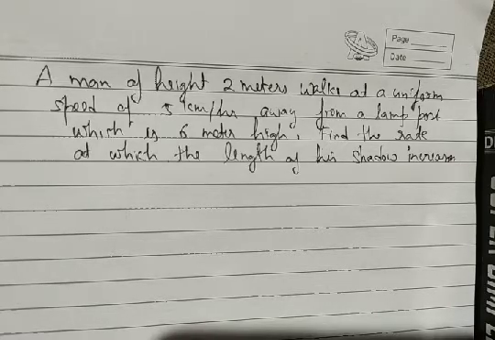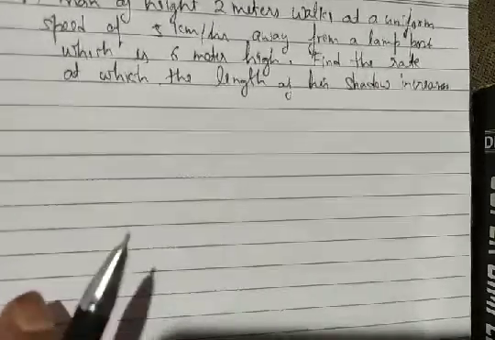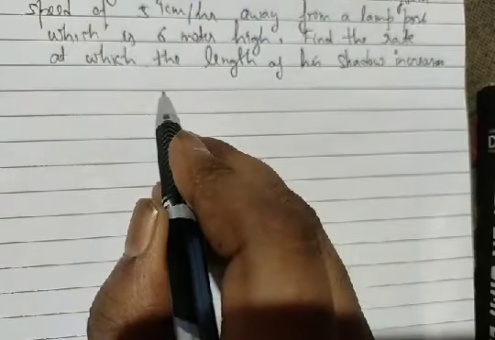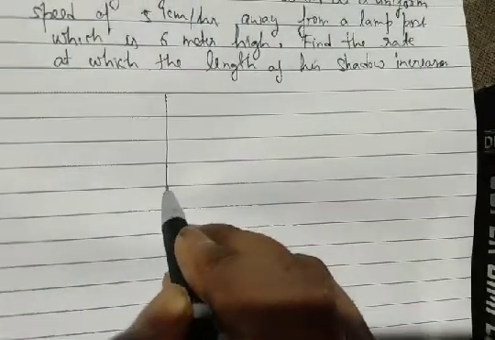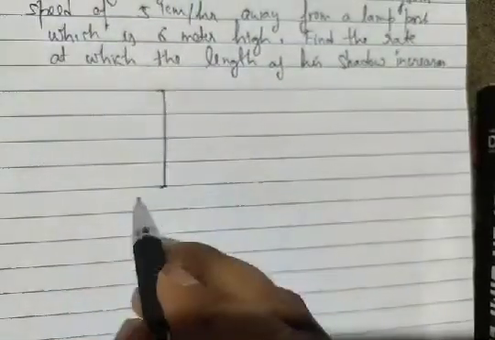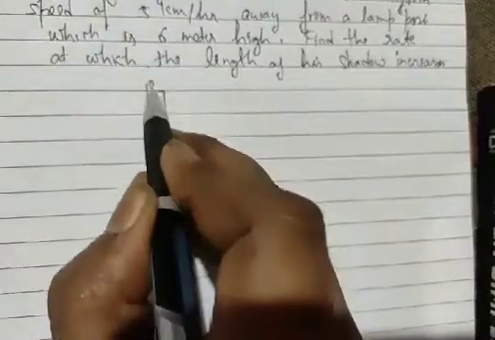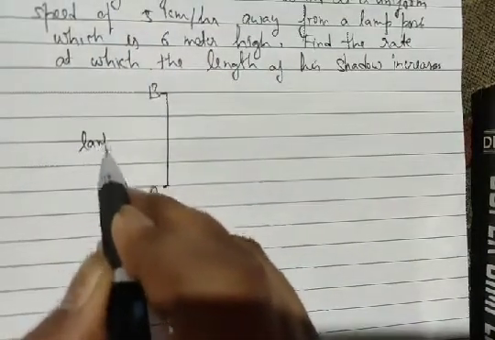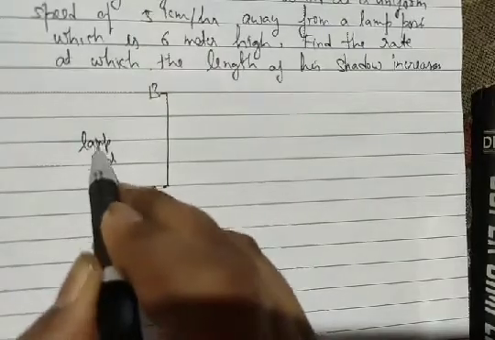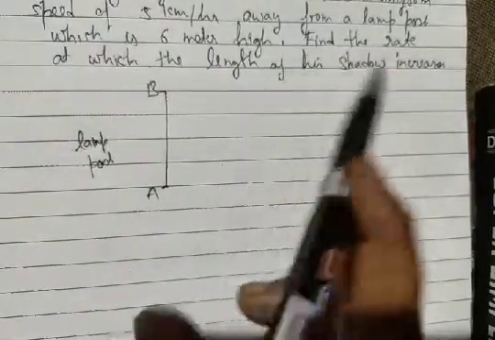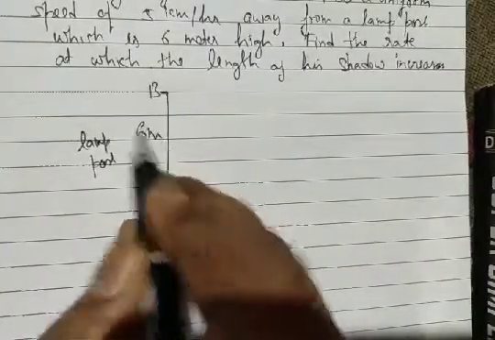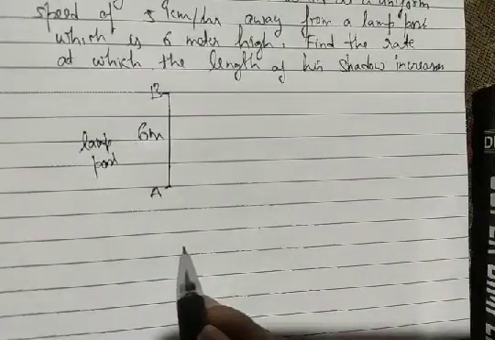First of all, to understand the problem, let's draw a figure. Suppose we take the lamppost first. Let AB be our lamppost. What is the height given? Its height is 6 meters. AB is our lamppost, which is 6 meters high.